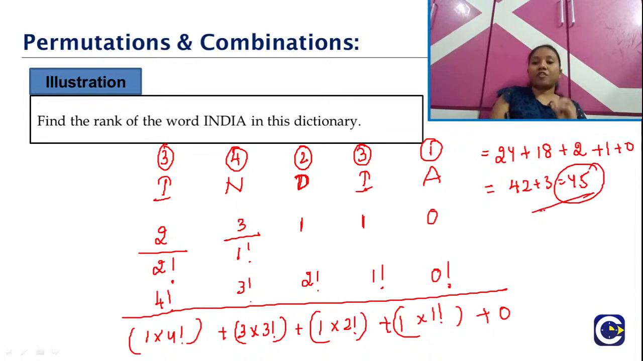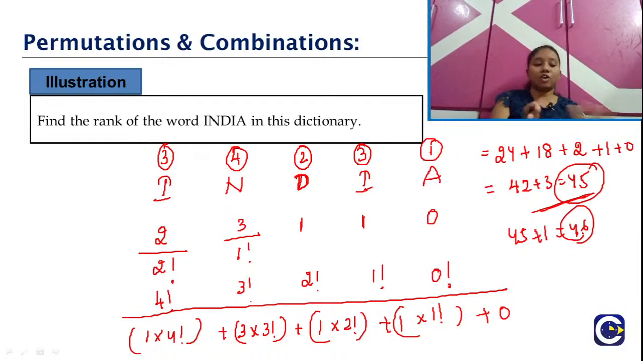And now this is our final calculation. So to the final calculation, we have to add plus 1 in order to get the rank of the word. So now 45 plus 1 will be equal to 46. So this will be the rank of the word India.